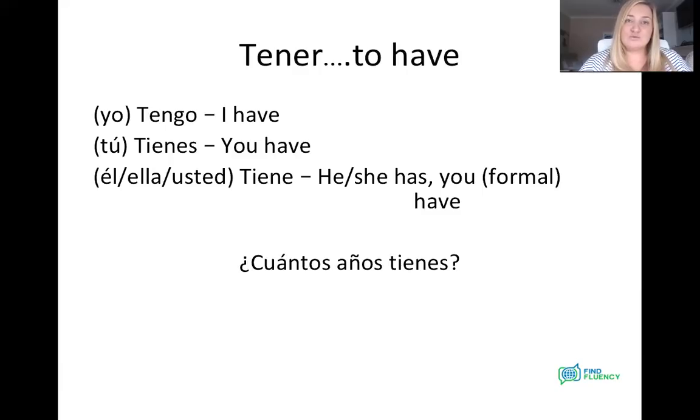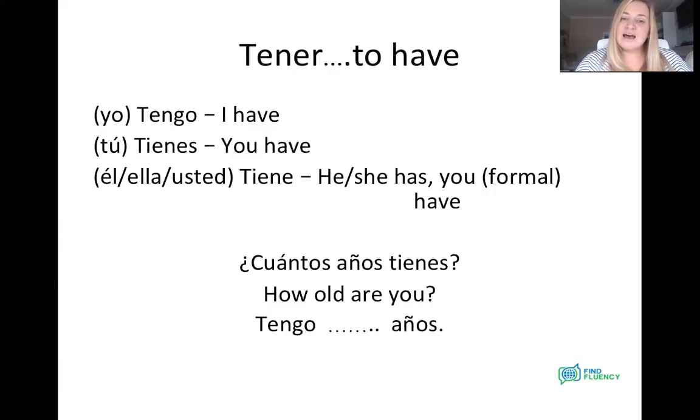And our question, la pregunta, ¿cuántos años tienes? So repetimos, let's repeat this. ¿Cuántos años tienes? How old are you? Or how many years do you have? And our response, tengo, and then we need to put in the number, and then años, okay? Para mí, tengo 38 años. I am so many years old.